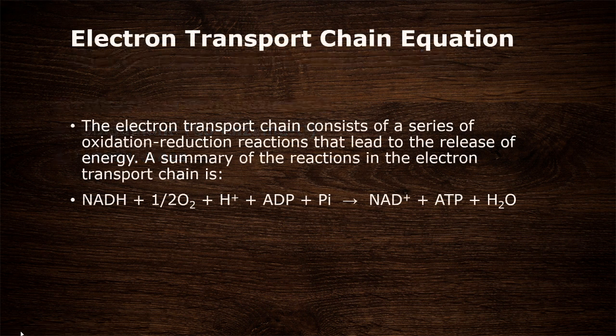The electron transport chain equation. So here's the equation. The electron transport chain consists of a series of oxidation-reduction reactions that lead to the release of energy. A summary of the reactions is NADH plus half a molecule of O2, plus H plus, then ADP plus inorganic phosphate, that make NAD plus, ATP, and H2O.